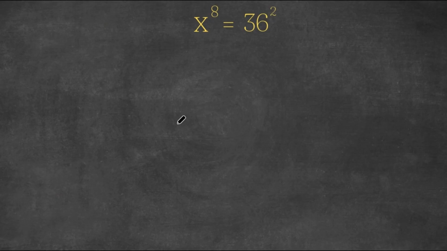In today's video, I'm going to be teaching you guys how to solve this exponential equation. So we have x to the power of 8 is equal to 36 squared. Now 8, as we all know, is equal to 4 times 2. So I'm going to rewrite this as x to the power of 4 times 2 is equal to 36 squared.